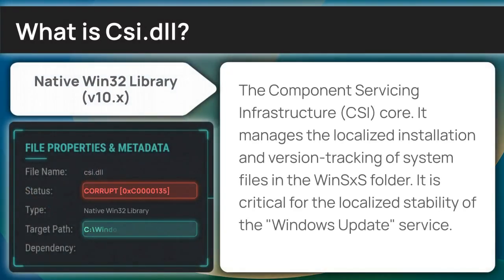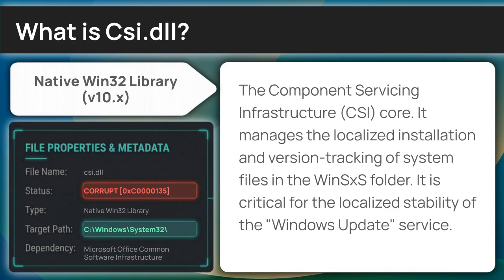This is the CSI Library, the Component Servicing Infrastructure (CSI) core. It manages the localized installation and version tracking of system files in the WinSxS folder. It is critical for the localized stability of the Windows Update service.